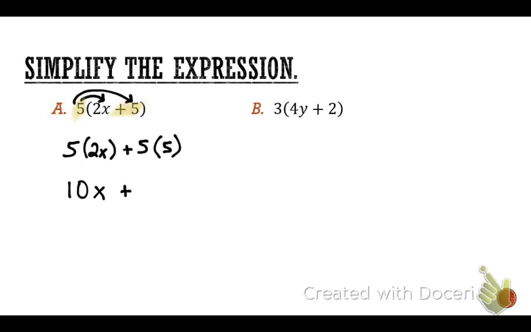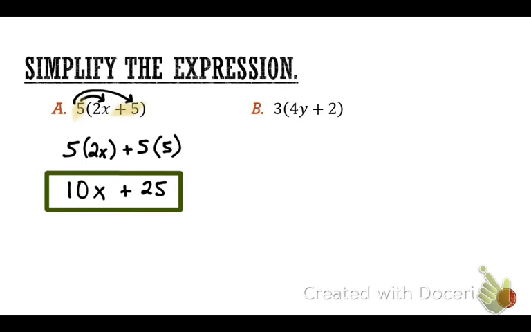Plus, what's 5 times 5? 25. Now, am I allowed to combine those and turn it into 35x? No. Why not? Because they are not like terms. They are in two separate families. I've got the variable term, and then I have the constants. You cannot combine them together because they are two separate families.